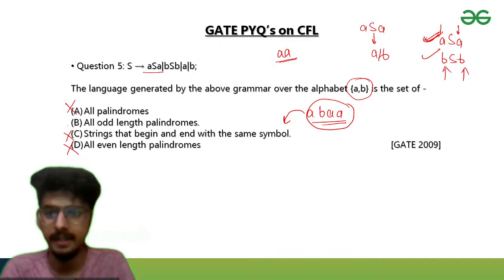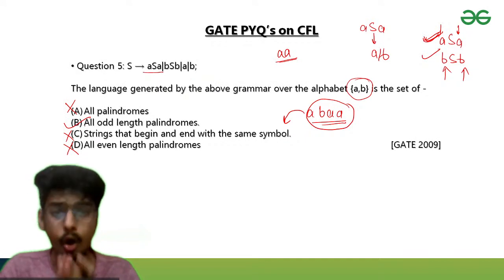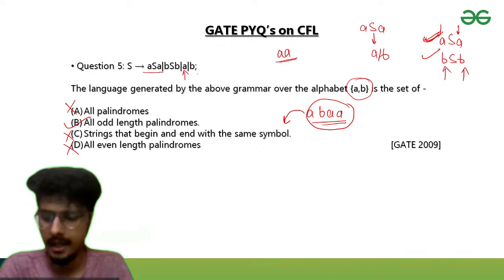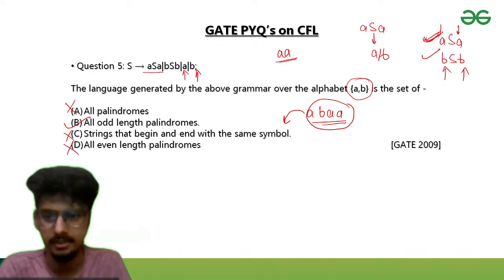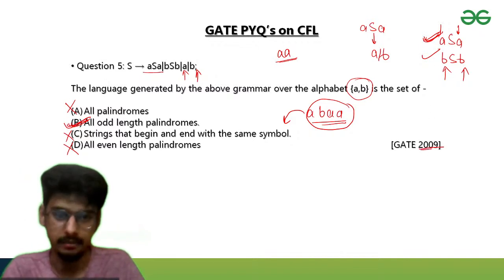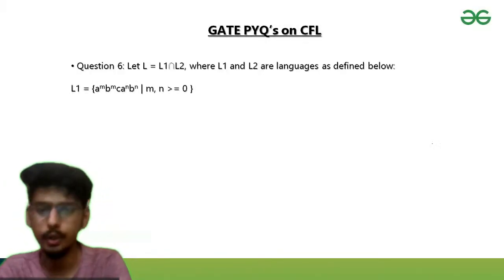So A will not be correct, but B will definitely be correct because it is generating all the odd length palindromes. It starts with generating simply an A and then a B. So yes, B will be the correct answer in this case. This question was asked in GATE 2009, right? And let's see if we have any more questions. Yes, I probably think this will be the last question for today.